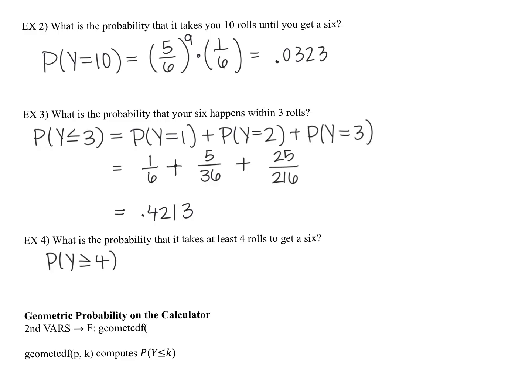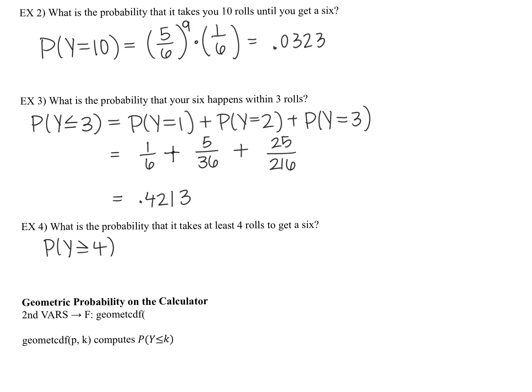Now for geometric distributions, because there is no end, anytime you have a greater than or equal to inequality, you always want to change it to a less than or equal to, because there's no way for me to add everything greater than or equal to 4 because I have no end. So everything greater than or equal to 4 is the same thing as 1 minus the probability that y is less than or equal to 3. And we already calculated the probability that y is less than or equal to 3. So we're going to do 1 minus 0.4213, which is going to give us 0.5787.